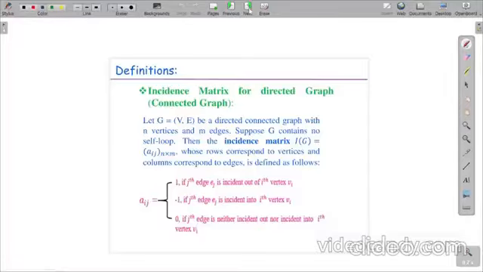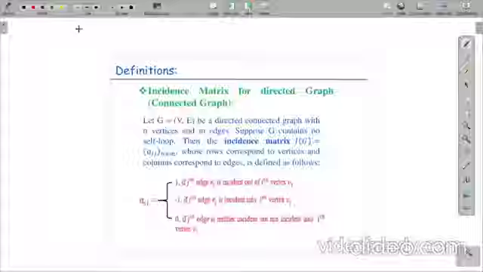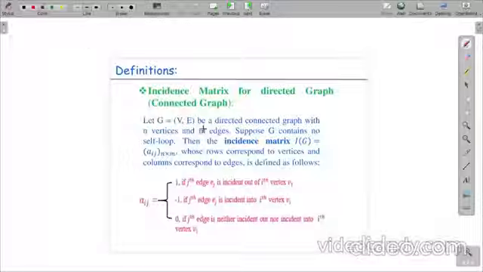Next, the incidence matrix for a directed graph. This graph is connected, but it is a directed graph. That means our graph has some particular direction. Now we are starting. Let G be a graph with vertex set V and edge set E. Let it be a directed connected graph with n vertices and m edges.